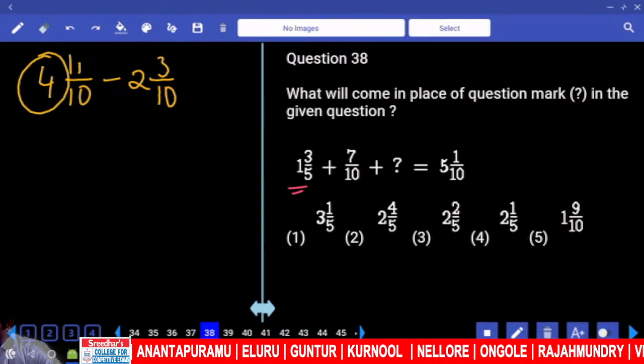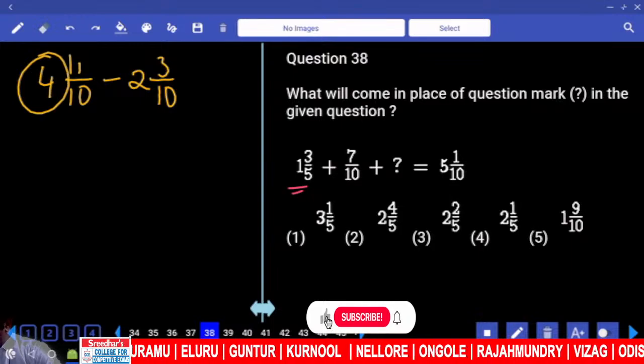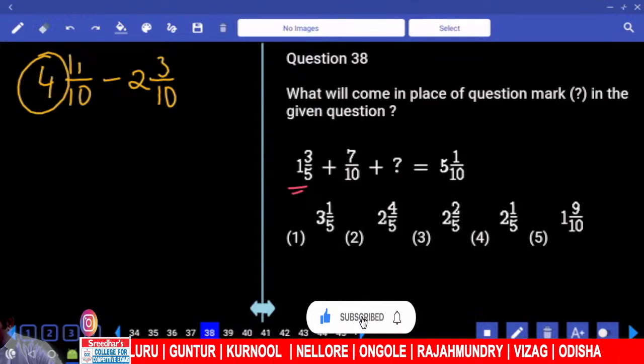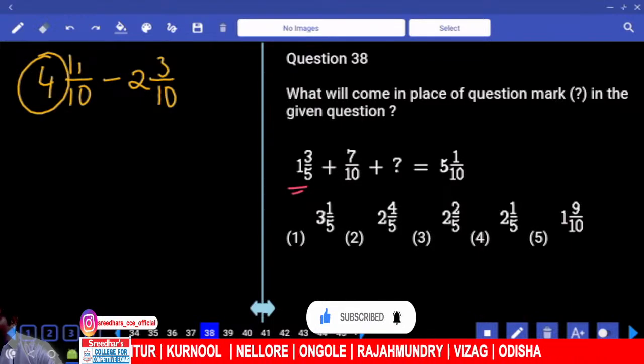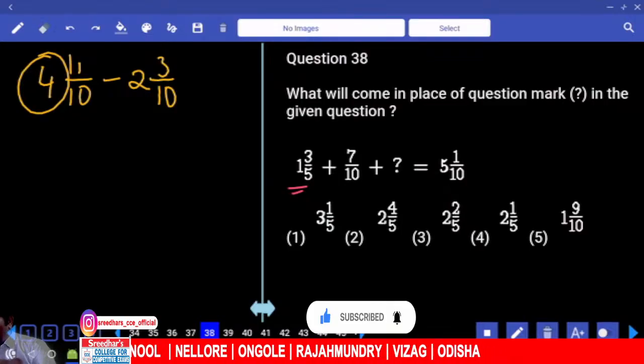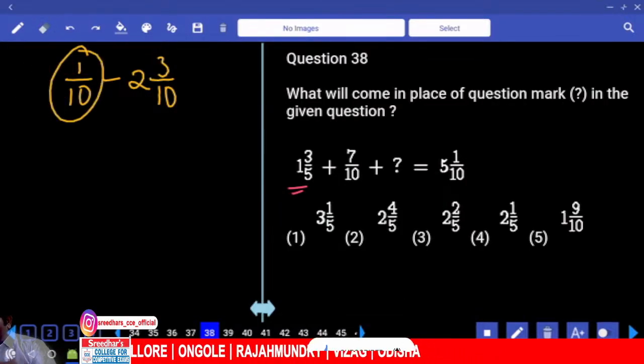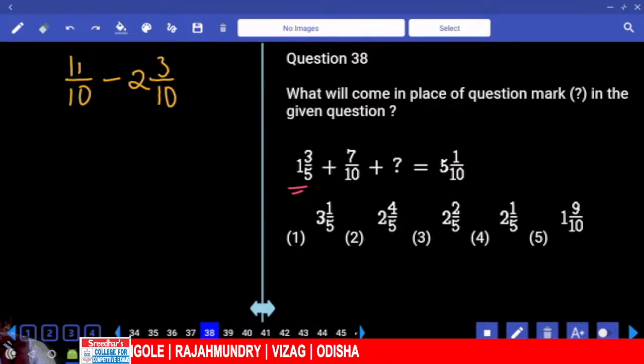Earlier how much was here? 5 can be written as 4 plus 1. Keep 4 as it is. 1 can be written as 10 by 10. Already we have 1 by 10 plus 10 by 10, meaning 11 by 10.